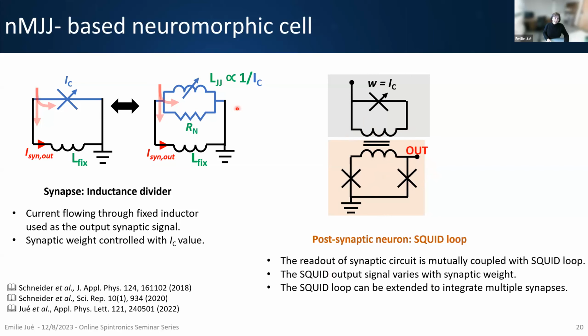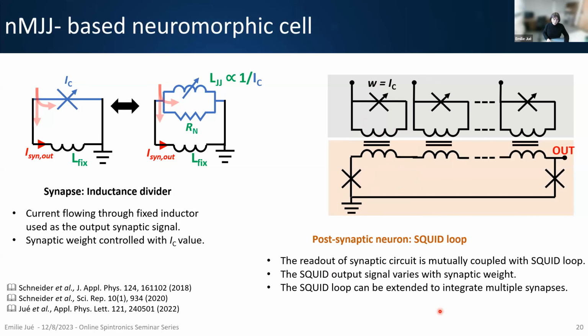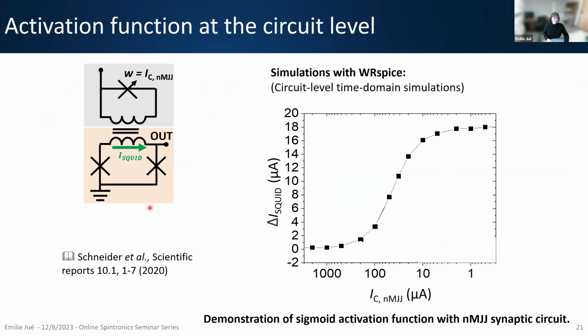So the advantage of this system, this neuromorphic cell, is that it can be extended to integrate multiple synapses. So before we study the case of the extended neuromorphic cell, let's focus on a simple one with a single synapse, where here we want to study the performance of our neuromorphic cell by doing some simulations.